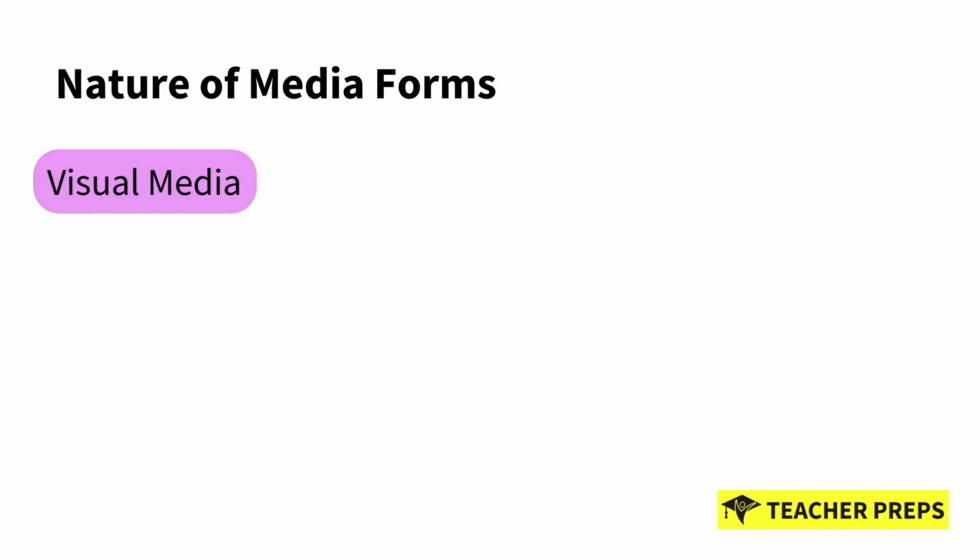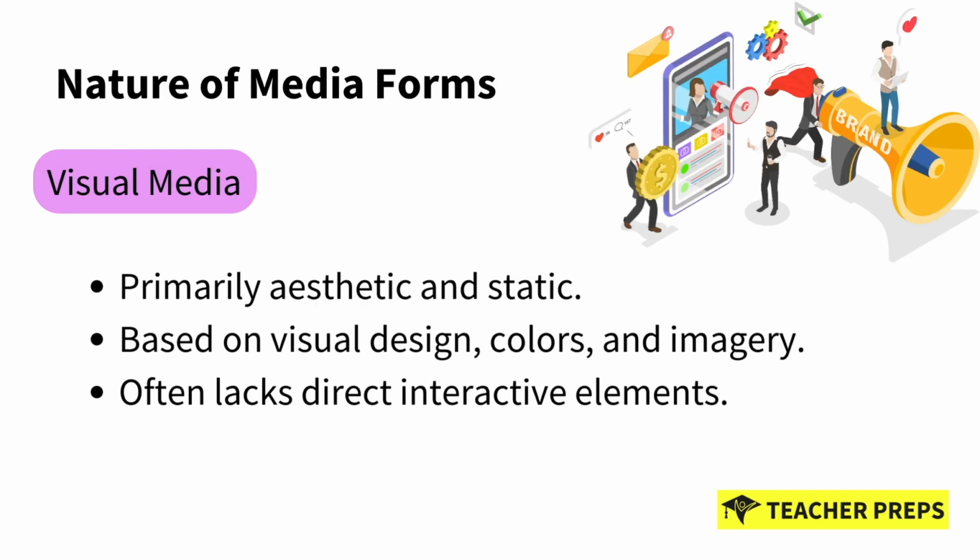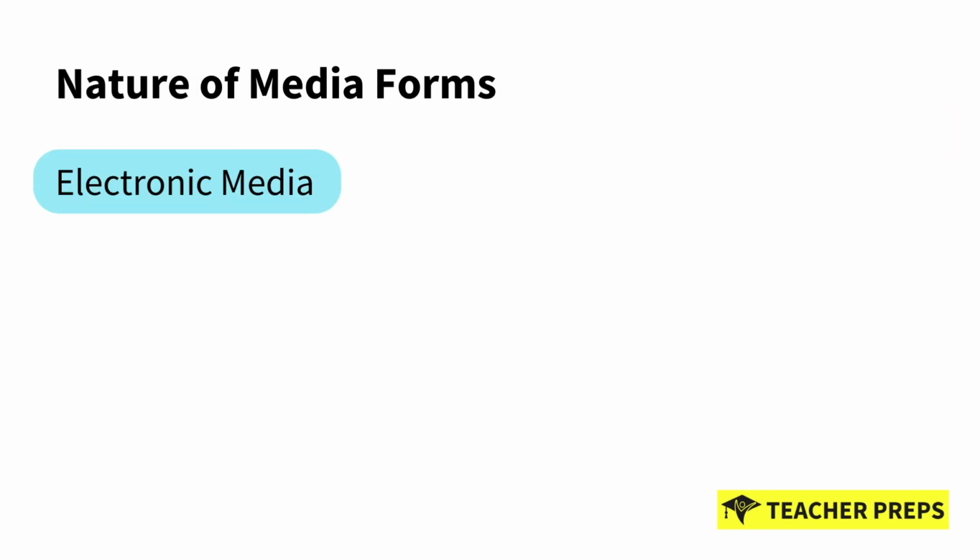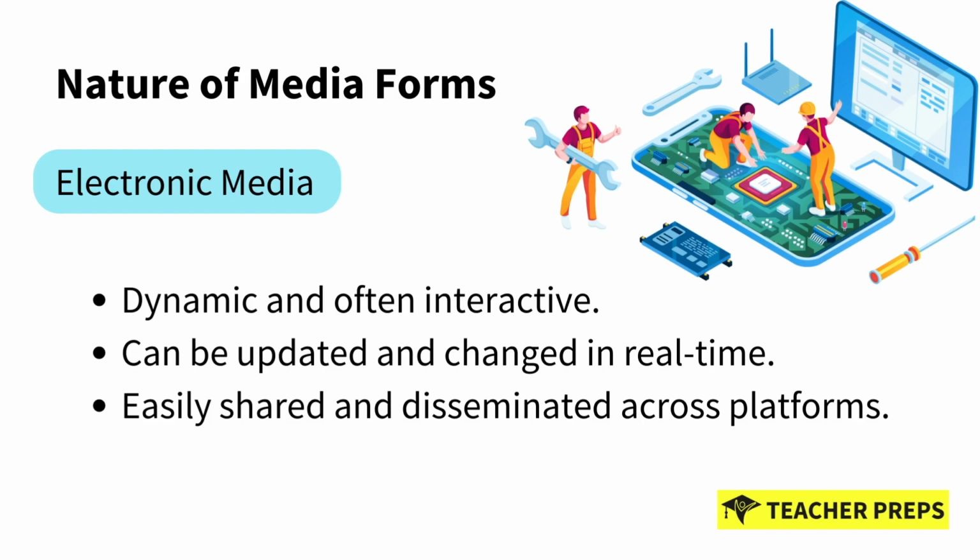Next, we have visual media, which primarily is aesthetic and also static. It elicits emotions based on visual design, colors, and imagery. It often lacks direct interactive elements. And our third source is electronic media, which is dynamic and often interactive. This can be used to update and be changed in real time. It is also easily shared across platforms.